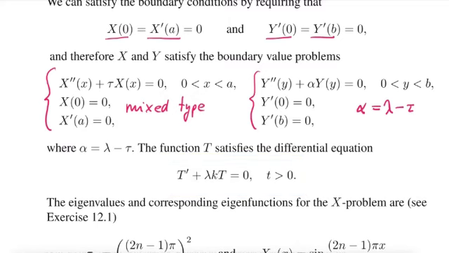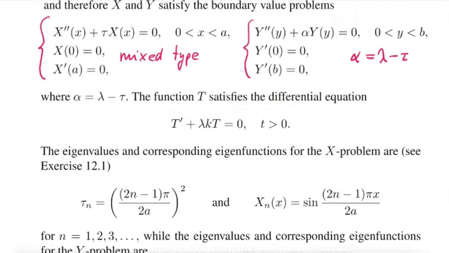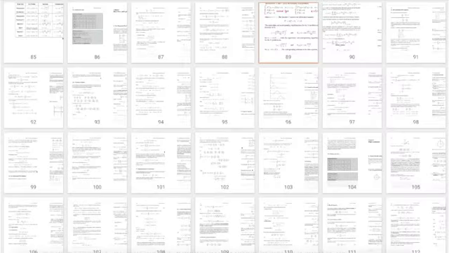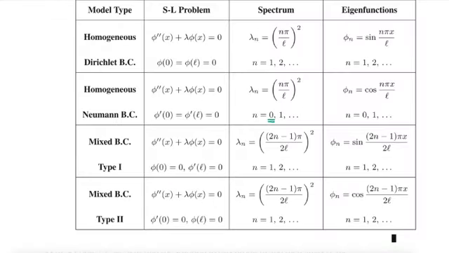Okay, let's look at the x problem now. The x problem is of mixed type. I go back to our summary. Here we go, here's the summary. We have one of these two mixed types. Actually, we have this one, right? We have Dirichlet at 0, and we have no flux or Neumann at L, but now L is called a. So then the eigenvalues are (2n minus 1) pi divided by 2L all squared, and the eigenfunctions are the sine with the same (2n minus 1) pi x divided by 2L. And now L is a, okay? And lambda, I think, is tau in our case. Wonderful. So let's use that.